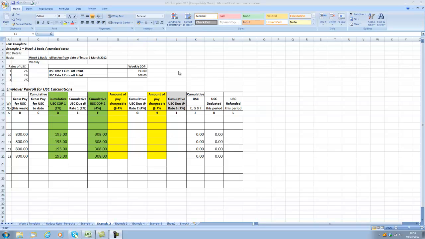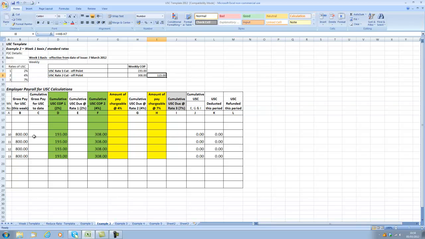So just to remind us of the actual USC rates, the first €193 is at rate 1, which is 2%, and it's the next amount up to €308 that's going to be at 4%. So if somebody is earning in excess of 308, it's the difference between 308 and 193, which should come to 115, and that's the amount that's going to be calculated at 4%, and then anything in excess of €308 will be calculated at 7%.